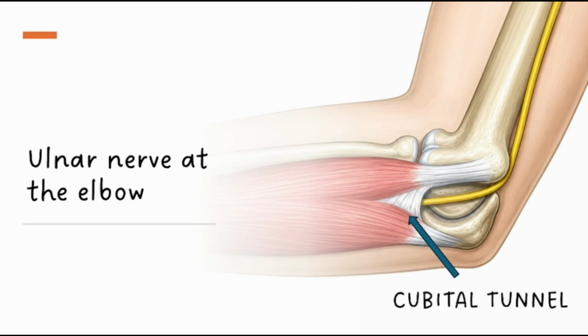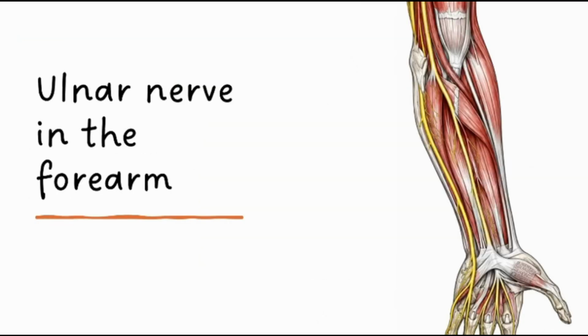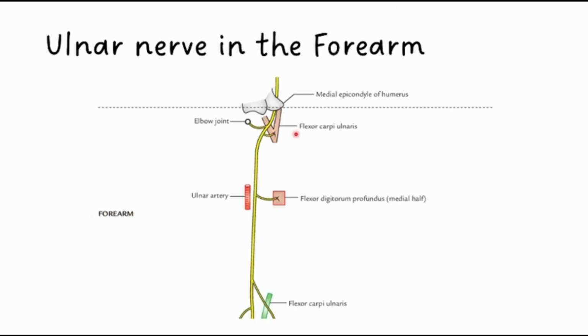Now let's study the course of the ulnar nerve in the forearm. The ulnar nerve enters the forearm by passing between the two heads of flexor carpi ulnaris muscle. In the upper third of the forearm, it runs almost vertically downwards under the flexor carpi ulnaris. In the lower two-thirds of the forearm, it becomes superficial and lies lateral to the flexor carpi ulnaris. In this part of its course, the ulnar nerve and the ulnar artery descend together, the artery being on the lateral side of the nerve.